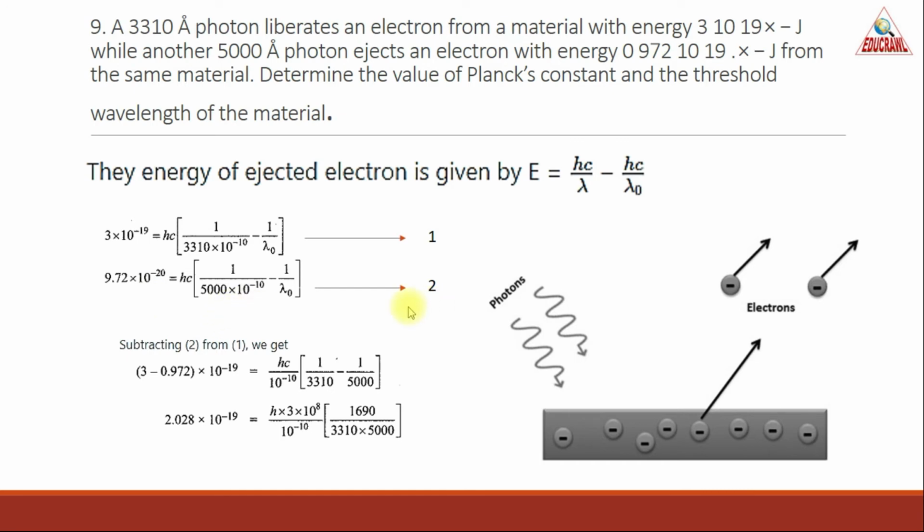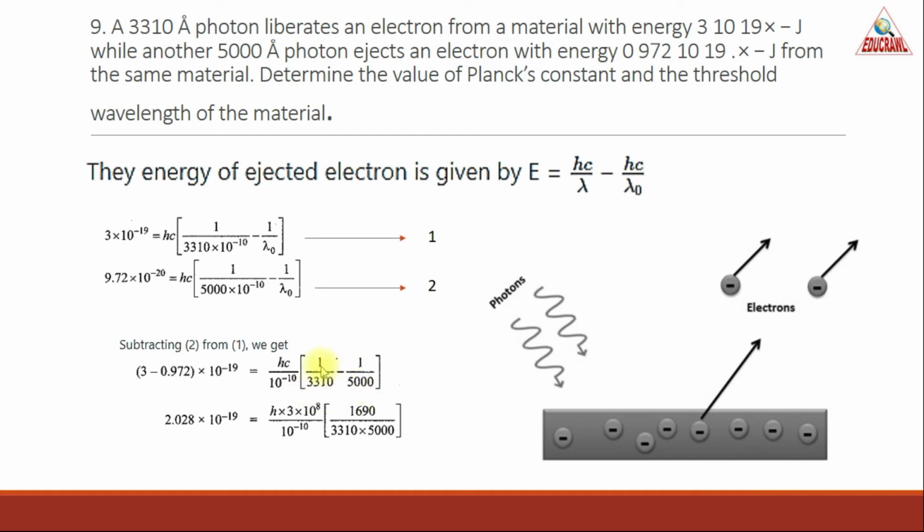Now we have to subtract equation 2 from 1. So when you subtract, we get 3 minus 0.972. The 10 power minus 19 we have taken outside the bracket. Hence you get 3 minus 0.972 into 10 power minus 19 is equal to, in the RHS also we take the common terms outside, which is hc divided by 10 power minus 10. So inside the bracket we will have 1 divided by 3310 minus 1 divided by 5000.